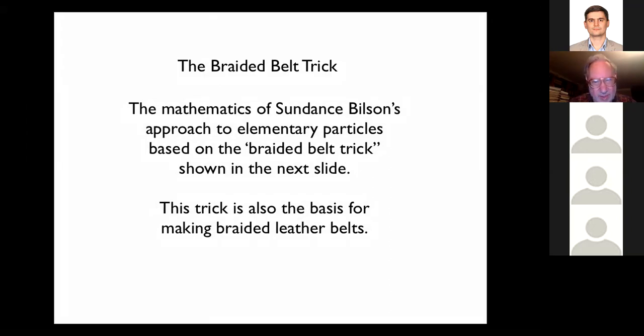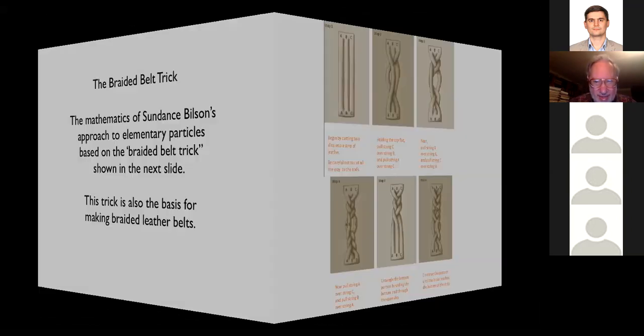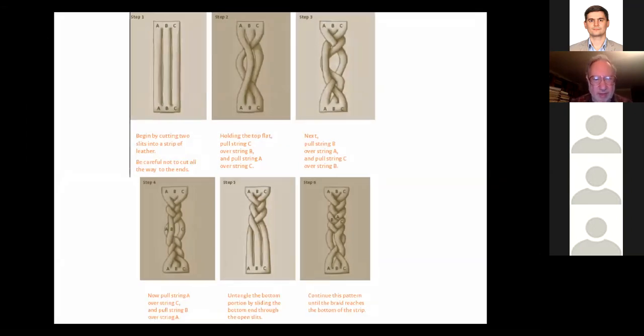I will end as I began, with a trick. And this is a very famous trick that's related to Sundance Bilson-Thompson's work. This trick is one that people out on the street making leather belts for you use. You have a belt with 2 slits in it, and you weave it. And you weave it in such a way to get what you want on the top part, and find that you can do this and then undo the bottom part, and there won't be any twisting left.